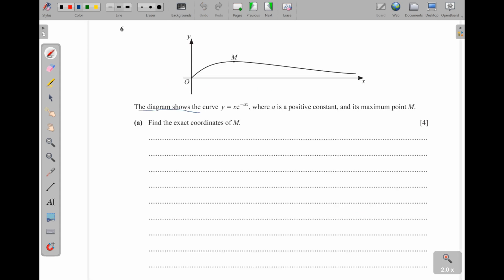Question 6. The diagram shows the curve y is equal to x e to the power of negative ax, where a is a positive constant, and its maximum point M. Part A, find the exact coordinates of M.